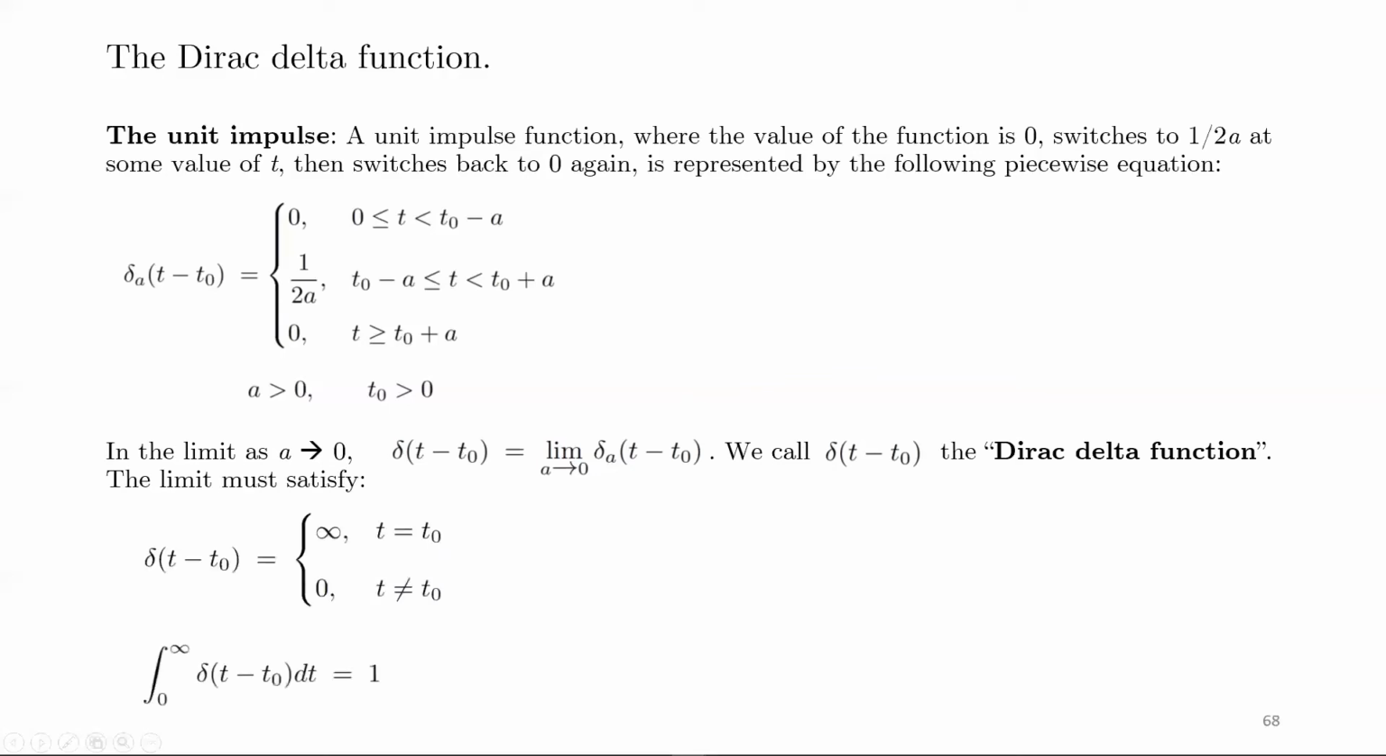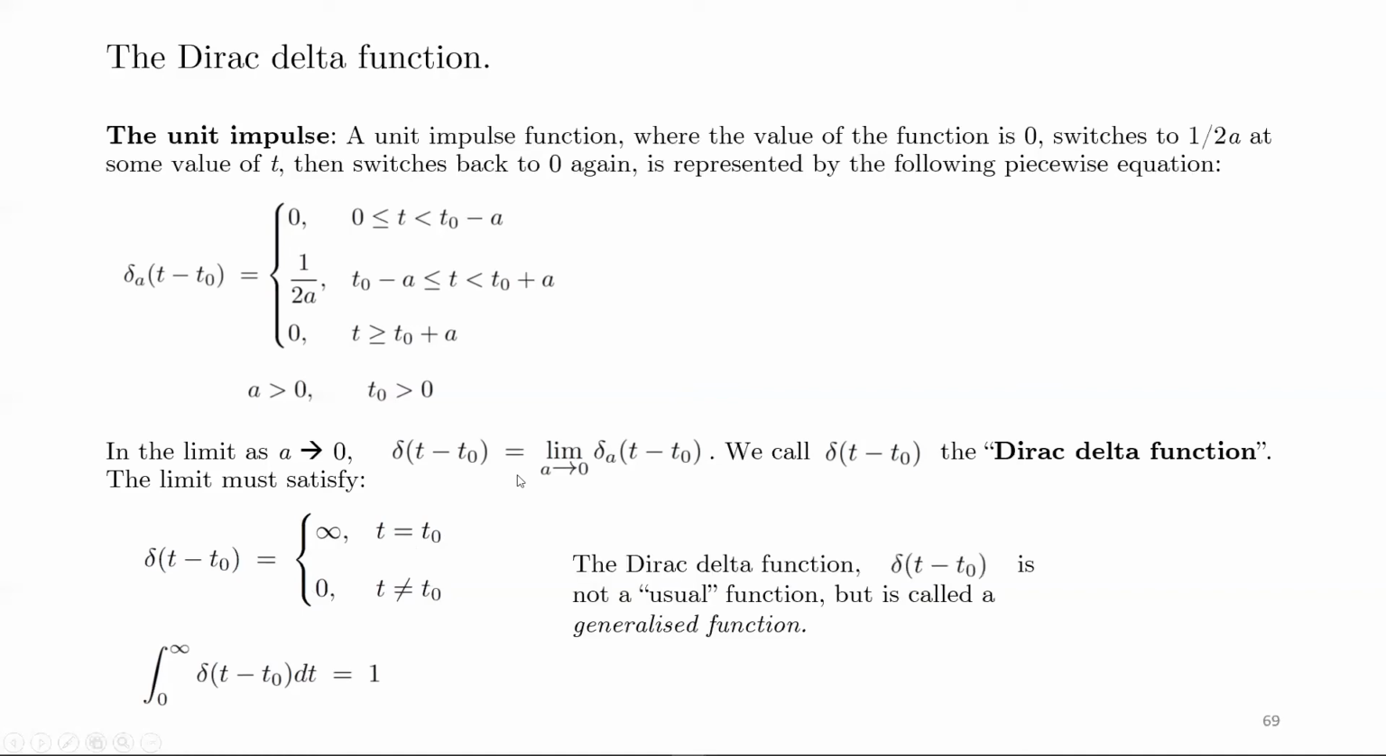The limit still satisfies that the integral from 0 to infinity of this Dirac delta function is equal to 1, even though it has zero width. Basically, it has infinite height as well. That's because the Dirac delta function at t equals t0 is equal to infinity, or approaches infinity, and it's 0 outside of that t0. So it's not a usual function, but we call it a generalized function.